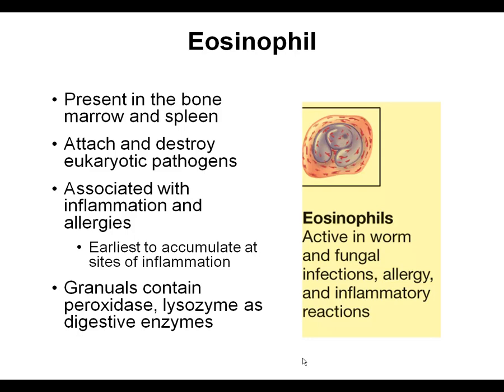The next one are the eosinophils. These are going to be present in the bone marrow and the spleen. These are going to destroy eukaryotic organisms like fungi and worms. These are particularly active in parasitic worm infections. These are going to be also associated with inflammation and allergies. These are the ones that are going to accumulate first at the site of inflammation. These granules are going to release specific enzymes called peroxidases and lysozymes. These are digestive enzymes that are going to go in and destroy whatever microbe they have phagocytized.